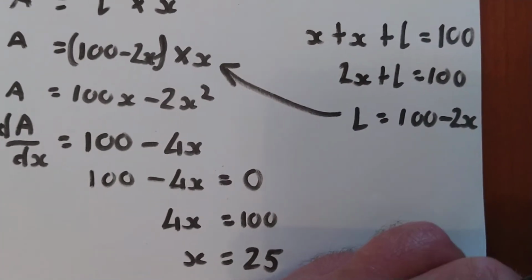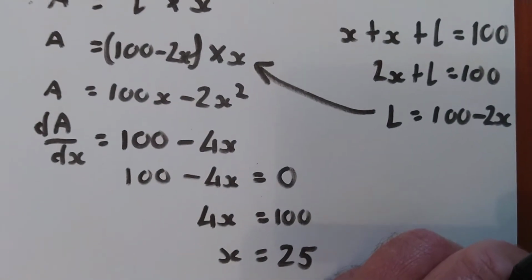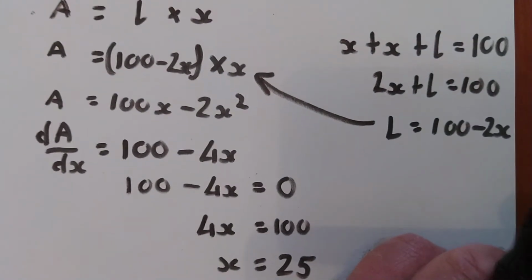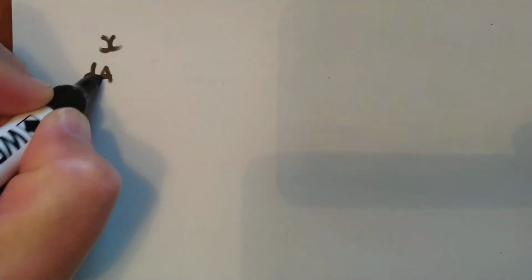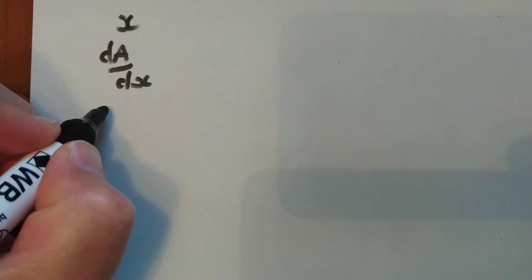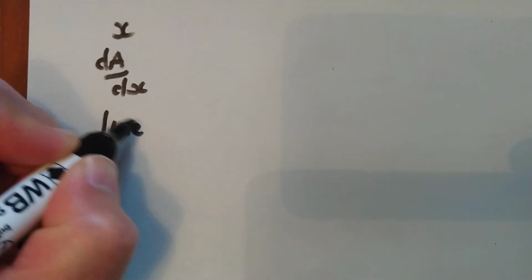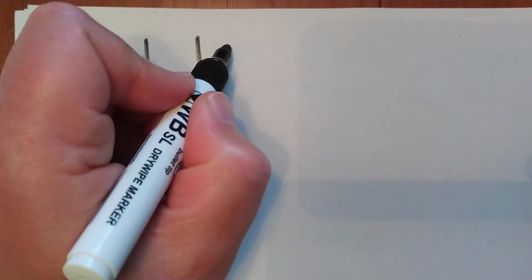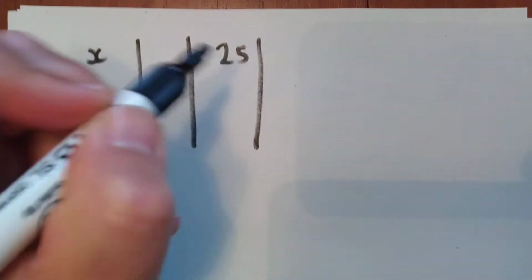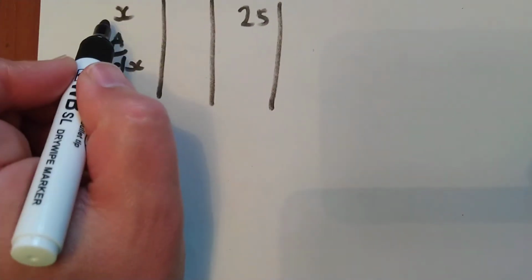Not enough to do that, of course, because the stationary point could be a point of inflection or a minimum or a maximum. So I'm going to do a nature table to find out. We said we're going to have an x value, we're going to have a dA by dx, or a gradient, and we're going to say what does the line or the slope look like. And we've said we think that x is 25.